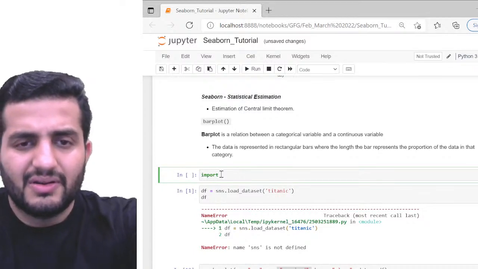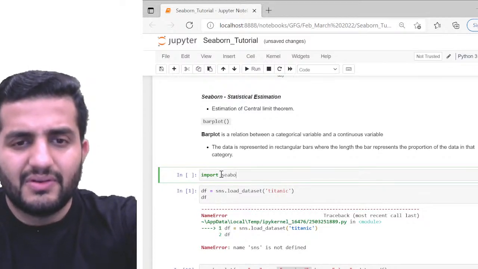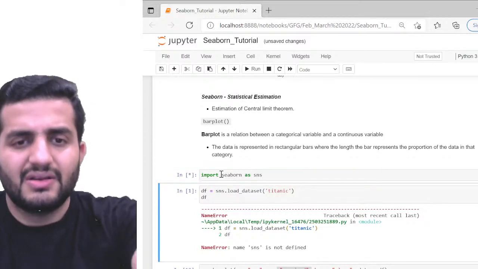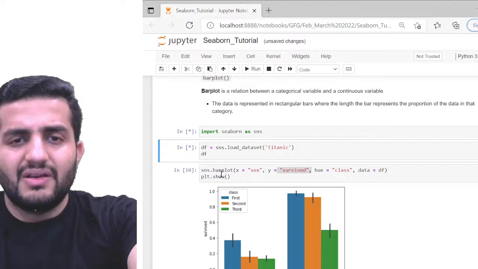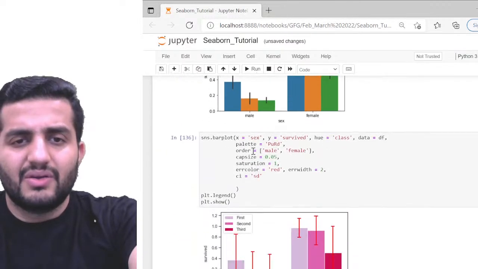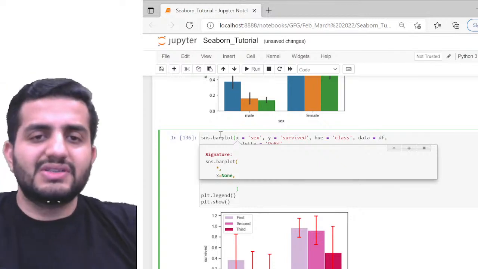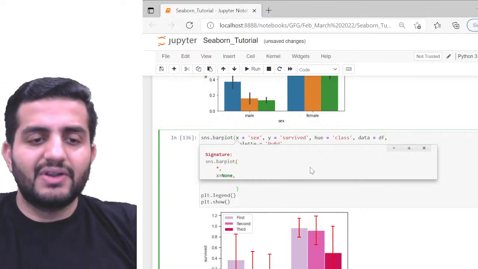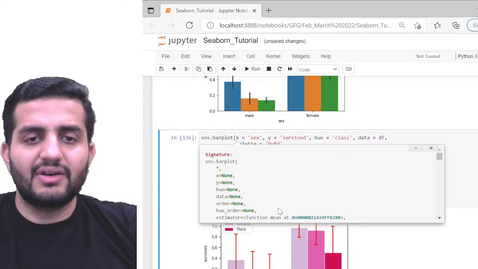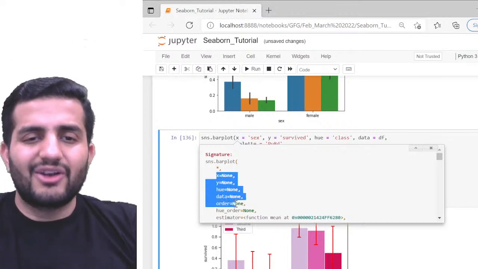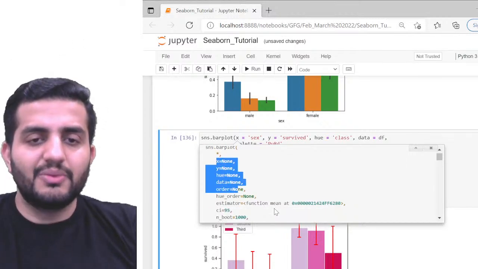Import seaborn as sns. Okay, cool. So now, yeah. So now inside the parentheses I've done shift enter, and when you do shift enter, you will get the arguments you can provide on this, a little documentation kind of a thing.